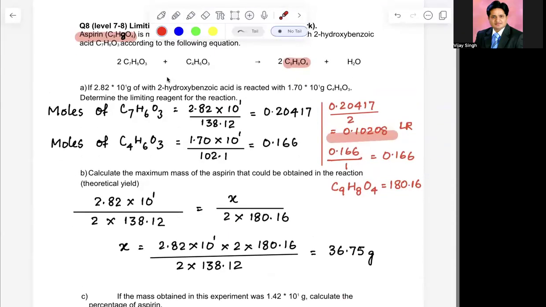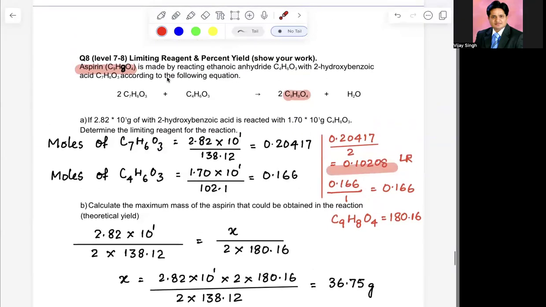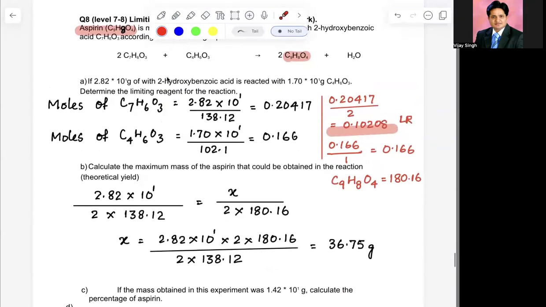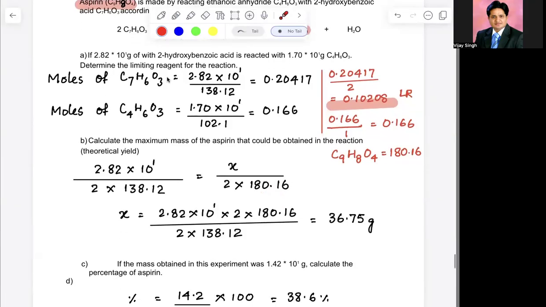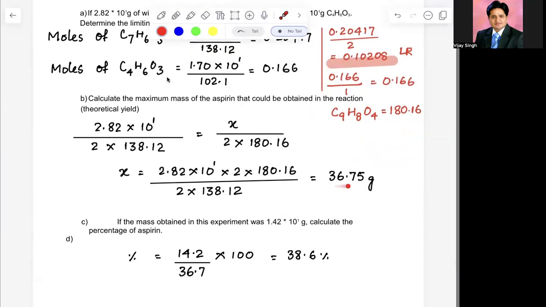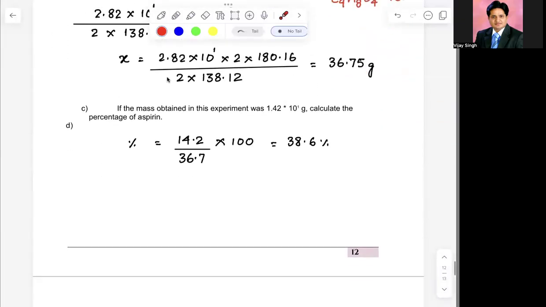Now the question is to calculate the maximum mass of aspirin. So now we'll focus on the limiting reactant. The mass of the limiting reactant was 2.82 times 10 to the power 1 divided by the coefficient here, which is 2. Molar mass was 138.12. Let's say this mass we don't know, that is X. The coefficient here is 2. The molar mass is 180.60. Solve for X and you get 36.75 grams.